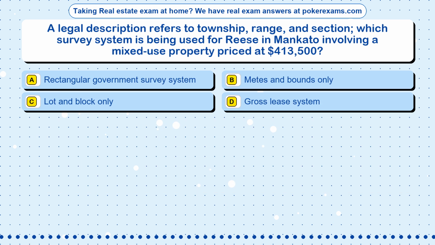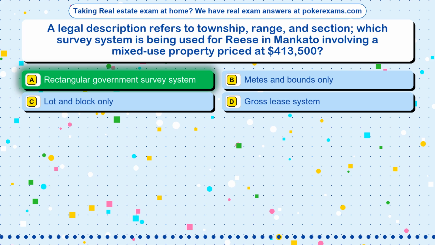Question 21. A legal description refers to township, range, and section. Which survey system is being used for Reese in Mankato involving a mixed-use property priced at $413,500? Option A, rectangular government survey system. Option B, metes and bounds only. Option C, lot and block only. Option D, a gross lease system.